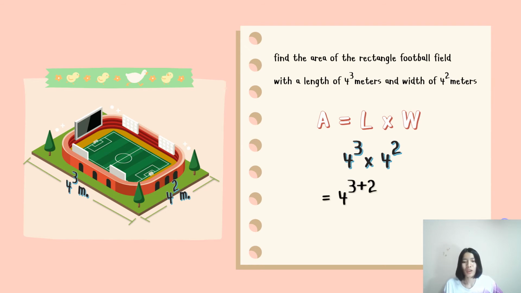We just need to copy the common base and then add the exponents. Therefore, the equation will become 4 to the power of 5, which means the 4 will be multiplied 5 times. So the area of the rectangle is 1024 square meters.